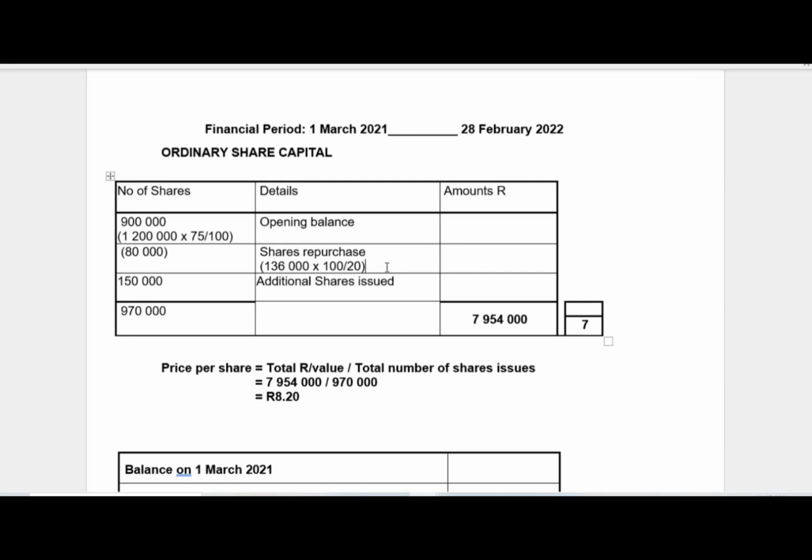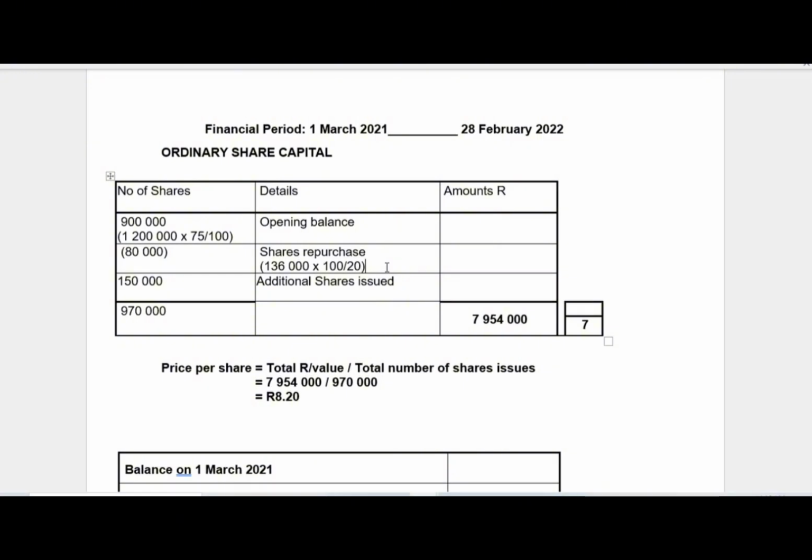That will be the correct rent value for those shares that were repurchased. Because 136 is 20% of 80% of shares repurchased. Because we are in the ordinary share capital note, we record the total rent value, not the 20% that was paid to the shareholder that retired. We record the original rent value. So the original rent value is 100%. So that's how you get it.